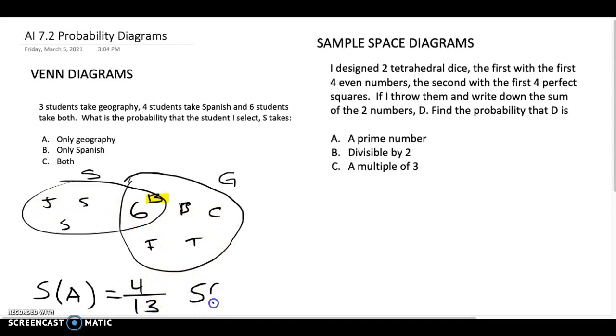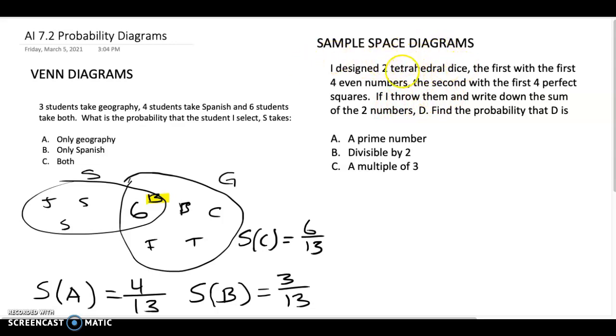And then we have the probability of event B happening, which is just Spanish, and that's three, and there's still 13 total students that I could pick from. And then finally, our probability of event C happening is for both, and that's 6 out of 13. And so this matches with what we would automatically already think, that yeah, it makes more sense that I would probably pick a student that was in both because that has the highest number. And so again, this is just a way to map out or keep track of the information that you're getting.